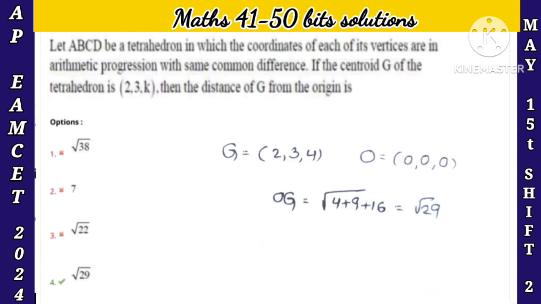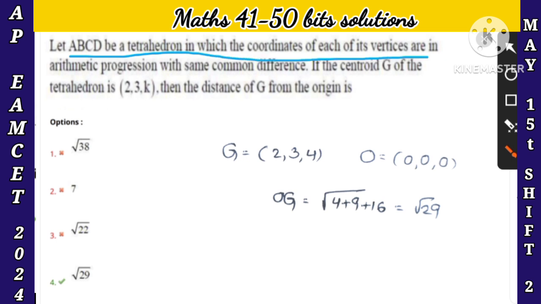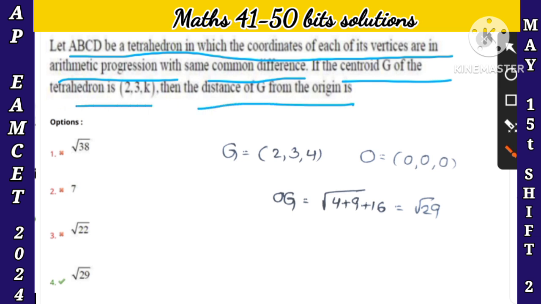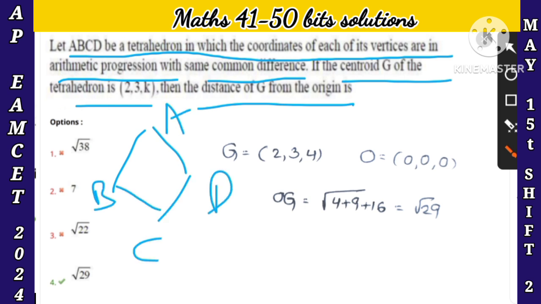Okay, now see the next problem. ABCD is a tetrahedron in which the coordinates of each of its faces are in arithmetic progression with the common difference. G is the center of the tetrahedron, and we need the distance of G from the origin. See here, ABCD is a tetrahedron in which the coordinates of the points are in arithmetic progression with the same difference.